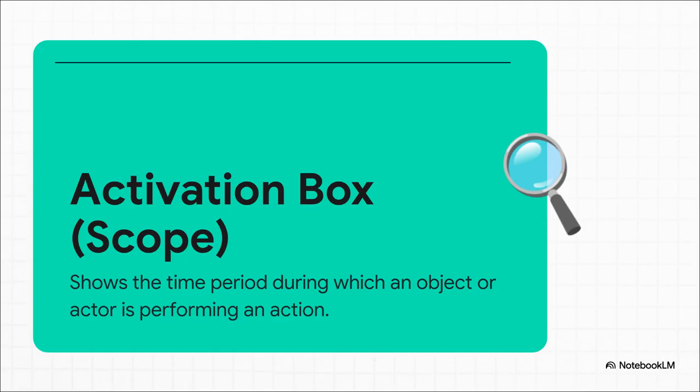Okay, next up, you'll see these skinny little rectangles that appear on the lifelines. Those are called activation boxes. All they do is show you when an object is busy, like when it's actively processing something or doing some work. It's just a super clear visual way to see who's doing what at any given moment.